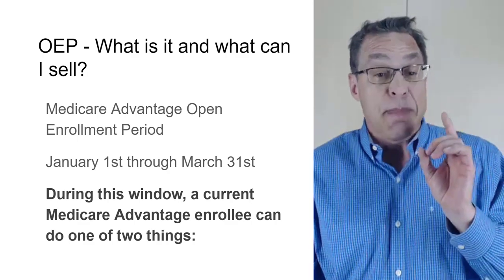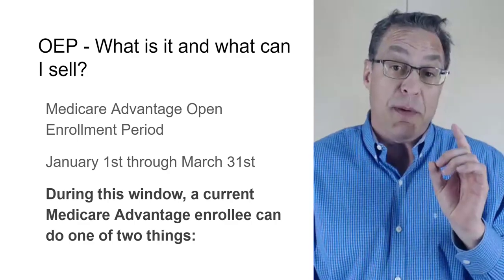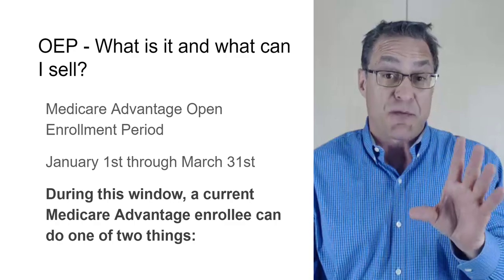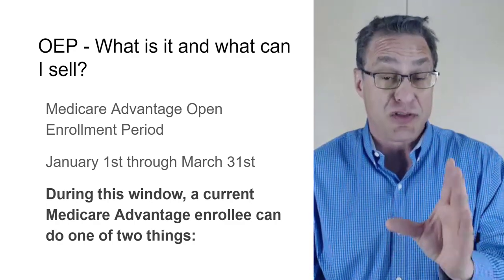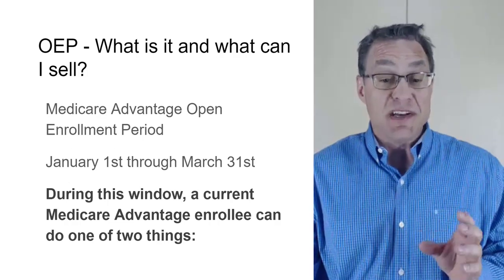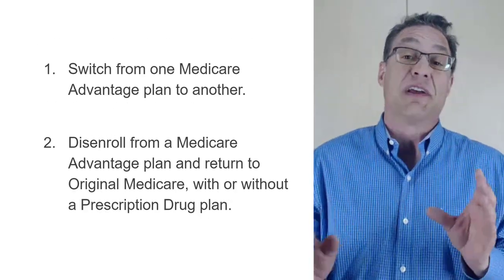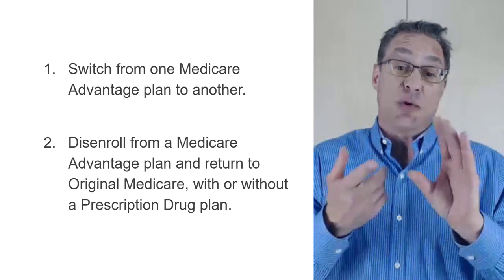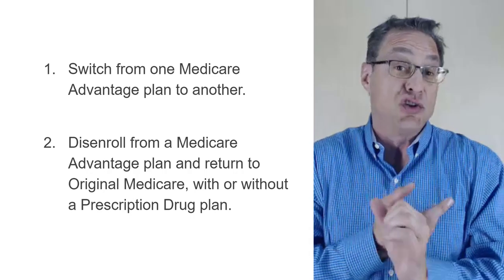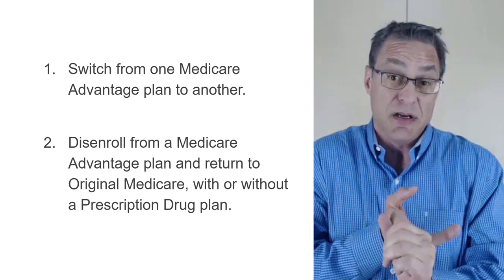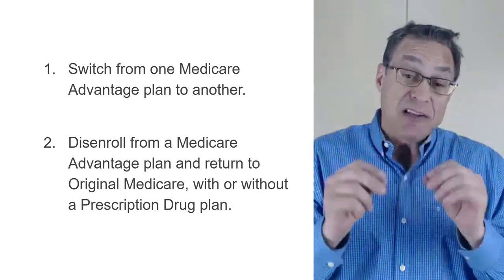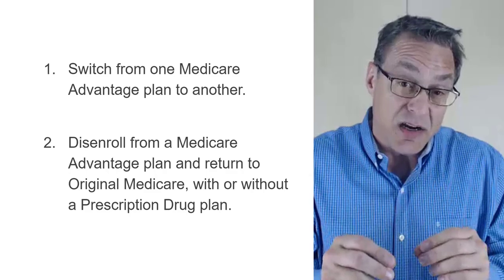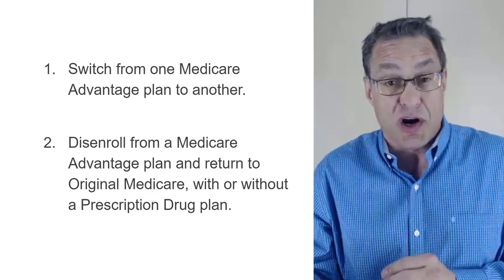Again, this is a Medicare Advantage open enrollment period from January 1st through the end of March 31st. During this window, a current Medicare Advantage enrollee can do one of two things. They can switch from Medicare Advantage to another Medicare Advantage plan. Or they can switch from Medicare Advantage back to original Medicare and get a Part D drug card.